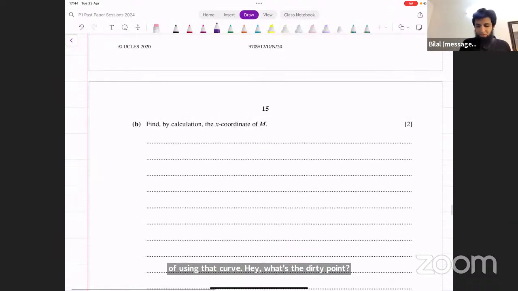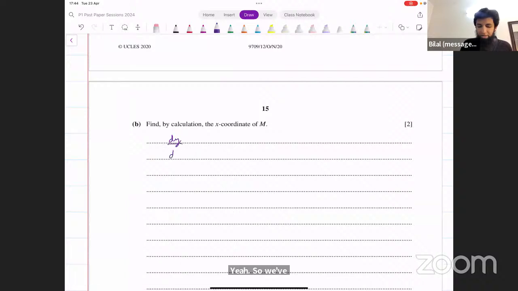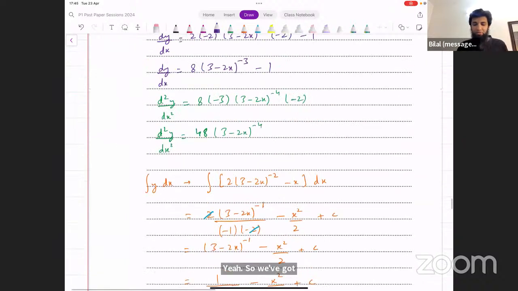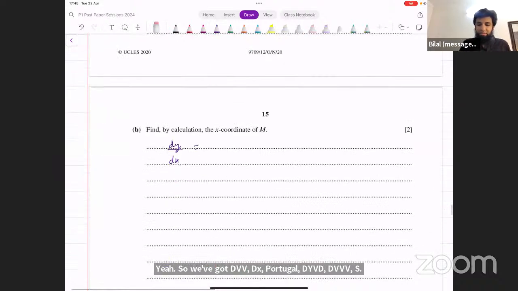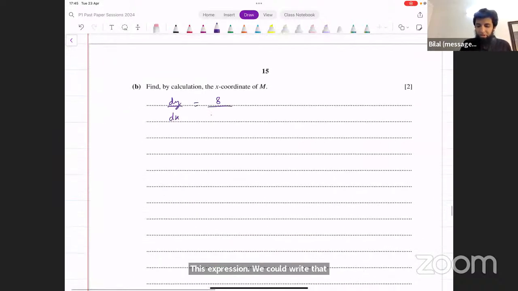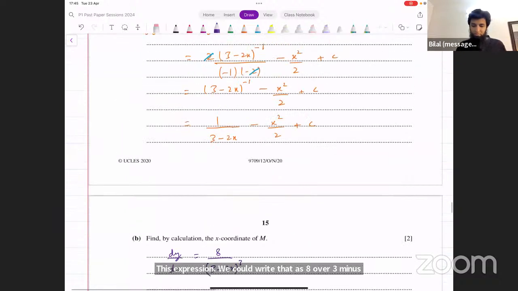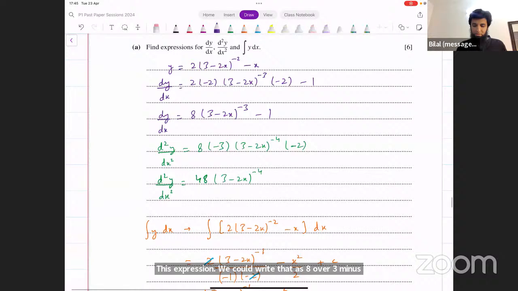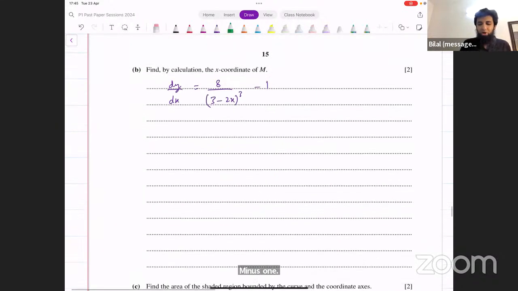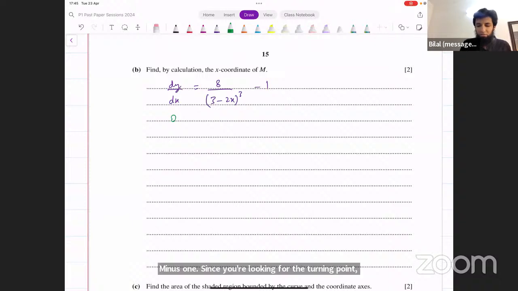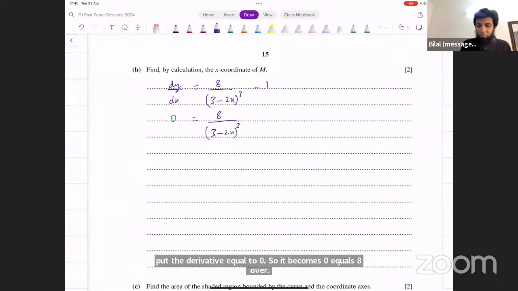So we've got dy over dx. What was dy over dx? Dy over dx was this expression. We could write that as 8 over (3 minus 2x) whole cube minus 1. Since we're looking for the turning point, we put the derivative equal to 0. So it becomes 0 equals 8 over (3 minus 2x) whole cube minus 1.